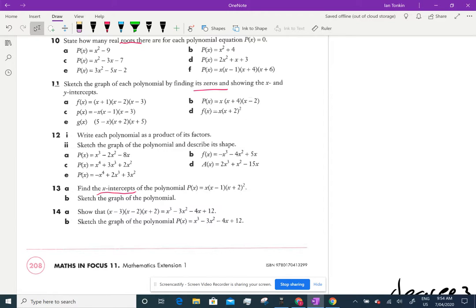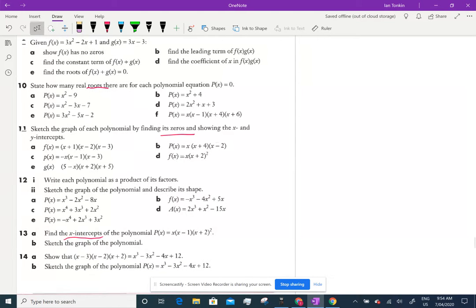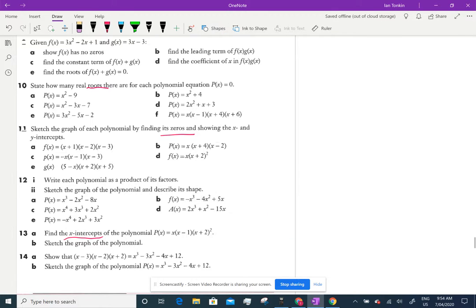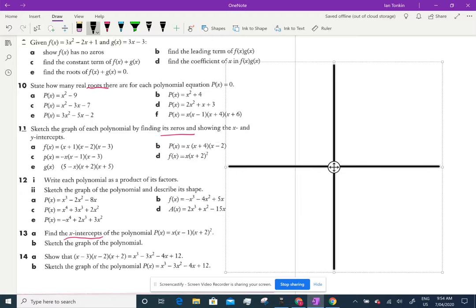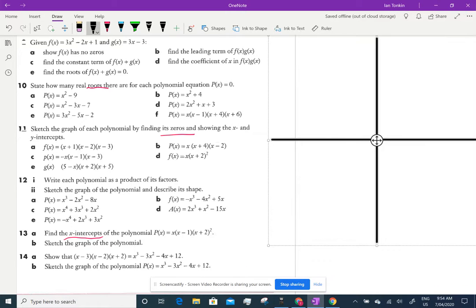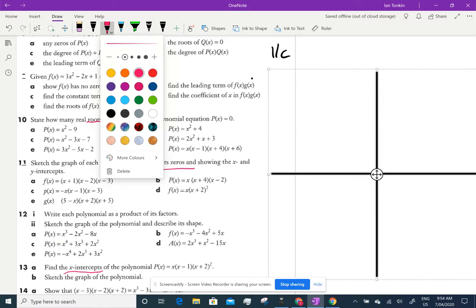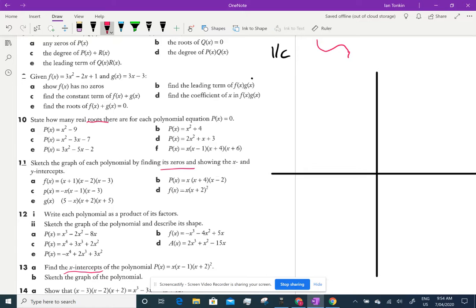So I'm going to do C and D. All right, D is important, and you should remember something from what we did before. So let's get myself up an axis. And let's look at C. It's a cubic, and it's a negative cubic. So question 11C, this thing is going to go down like that. It may have lumps.